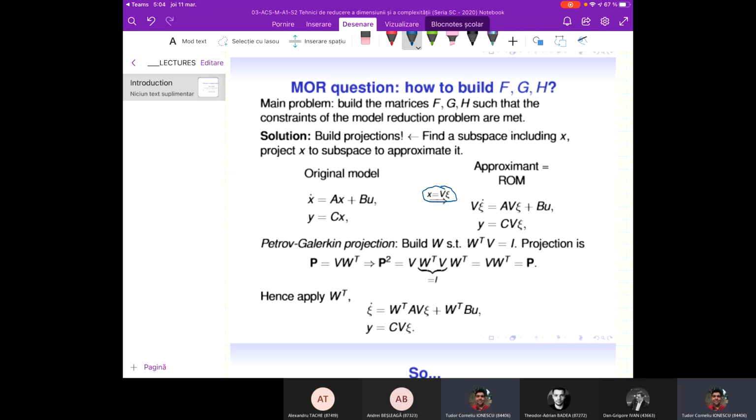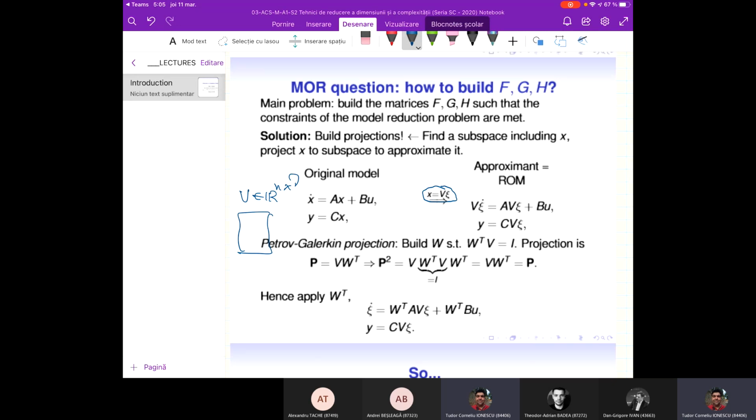Xi is of lower dimension, dimension Ni, sorry. X is of dimension n. So V is in R^(n×Ni). So this is a tall matrix. V is a tall matrix. Okay. This is the original model, and this is the approximant. You substitute X with V Xi.